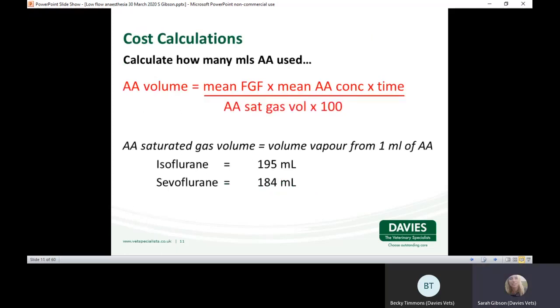So it might be useful for you to have the equation to calculate how much isoflurane or sevoflurane you're using. You can calculate it using this equation. So you need to work out the volume of anaesthetic. To work out the volume of anaesthetic agent, you can do this if you know the average or mean fresh gas flow rate for the anaesthetic, the average anaesthetic agent concentration, and the time of the anaesthetic. You plug these into the equation. You also need to know the saturated gas volume. These are listed below. It's 195 mils for isoflurane and 184 mils for sevoflurane. That's the volume of vapour from 1 ml of anaesthetic agent.